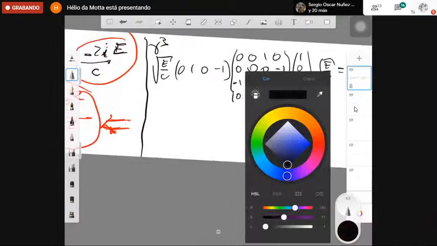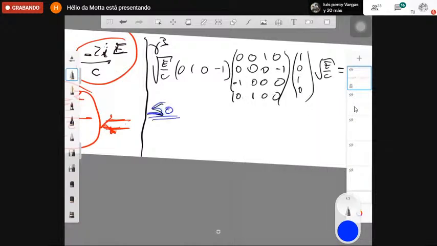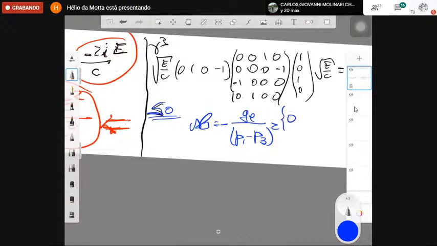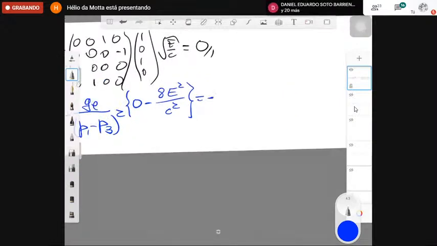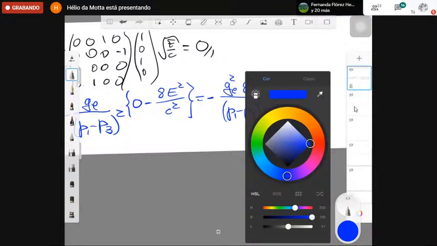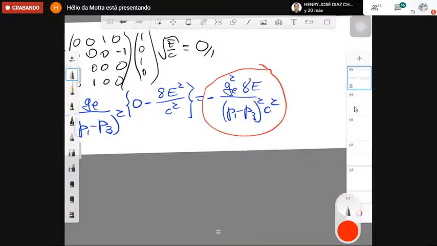Then, so M is equal to minus G E, P1 minus P3 squared, 0, that's what's there, minus 8 E2 C2. So I'm adding all parts together. It's equal to minus G E squared, 8 E, P1 minus P3 squared C squared. Almost done. Okay, so this is the expression for M.